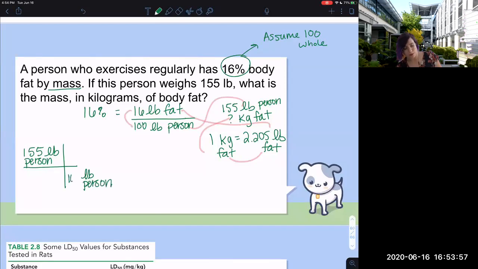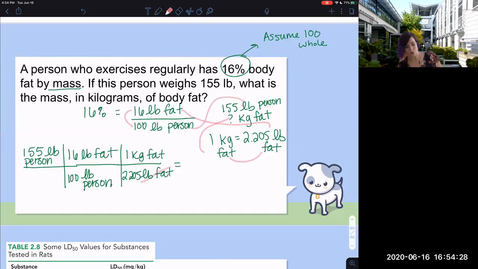And it's 100 pounds a person equals 16 pounds of fat. Can you do this algebraically? For the first part, yes, but then you got to do a conversion. So we might as well do the whole thing as a conversion. And I got pounds of fat. 2.205 pounds equals 1 kilogram of fat. And that's what I want, right? I want kilograms of fat.